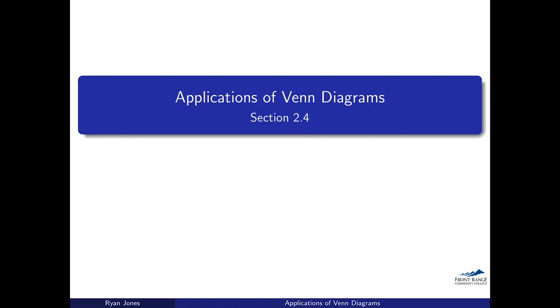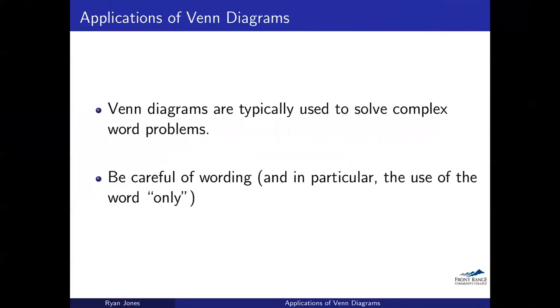A lot of times when we have a complex word problem, maybe with a survey that we're taking, we have a bunch of results, something like that. That's probably the most common example. But when we have these complex word problems, Venn diagrams can be very helpful, and we'll work on some examples of that today.